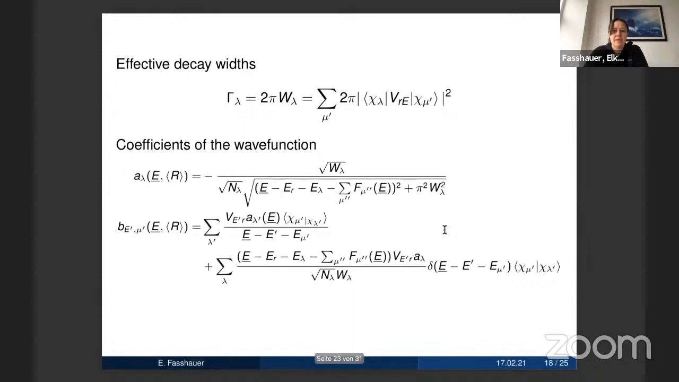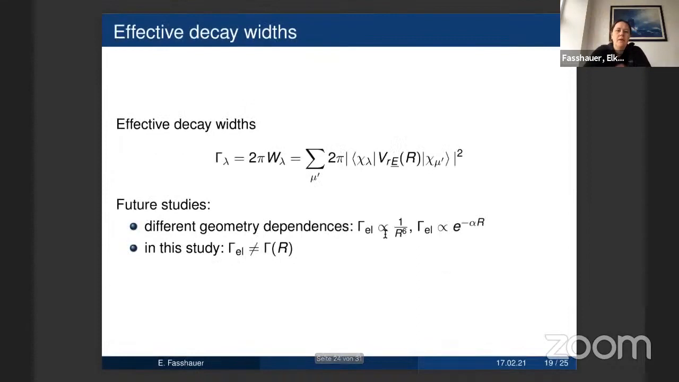And if we do that, we get an effective decay width for each and every resonance state, where we basically weigh our electronic coupling parameters with the nuclear wave functions and take the absolute square. And we get these lengthy coefficients, which I won't discuss in more detail at the moment. Well, let's have a closer look at these effective decay widths.